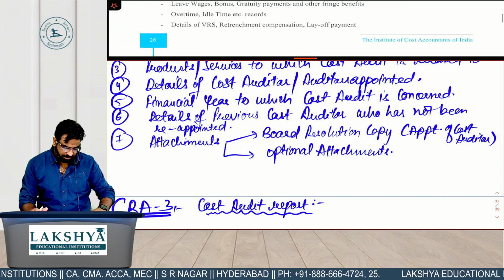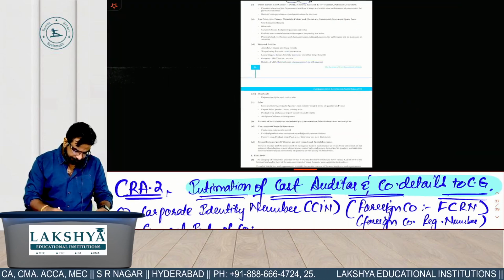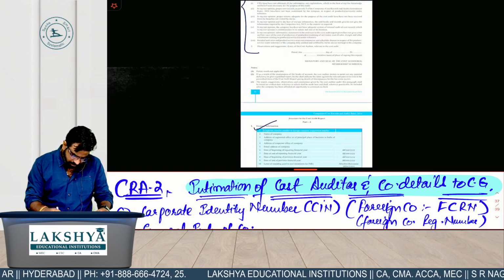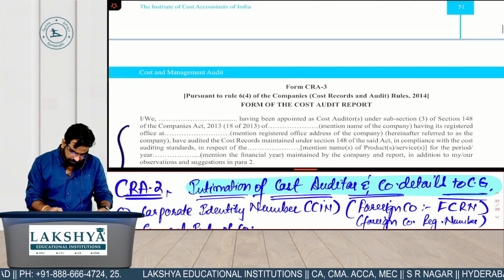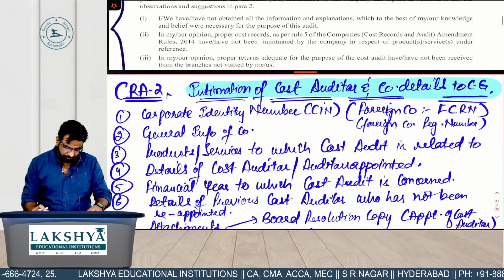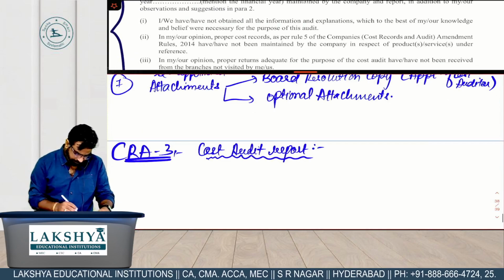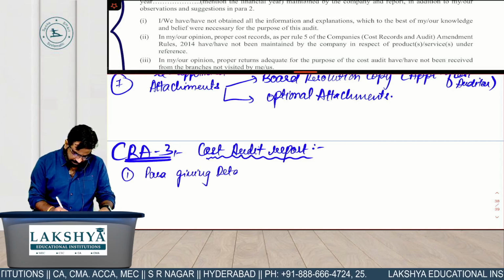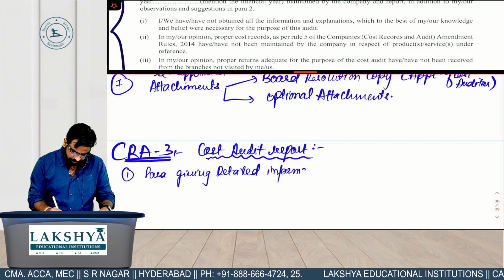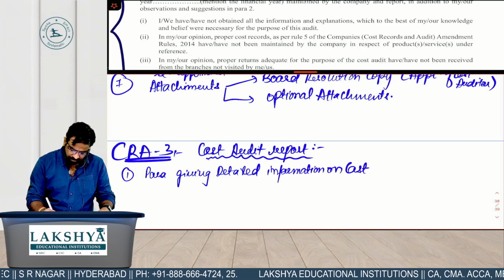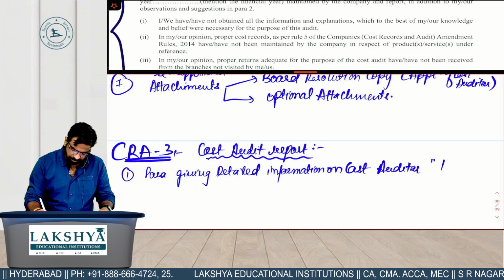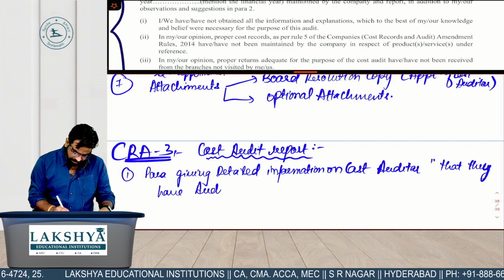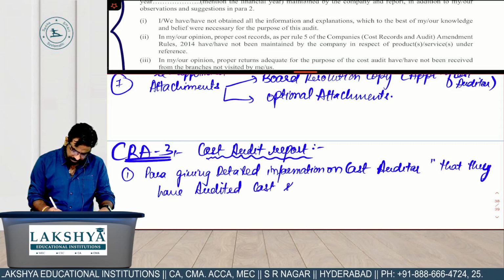CRA 3. CRA 2. And this is our CRA 3. Point number 1, para giving detailed information on cost auditor that they have audited cost statements.